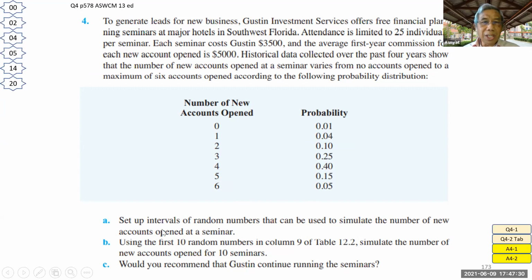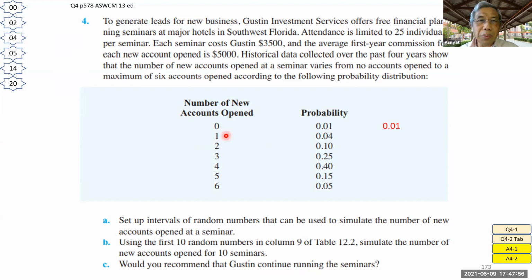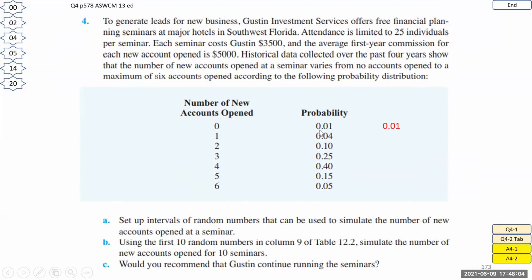So now set up intervals of random numbers that can be used to simulate the number of new accounts opened at a seminar. So what do we do? What is the probability of getting 0 new accounts? 0.01. Let's write down here. What is the probability of getting 1 or less? 0.05.